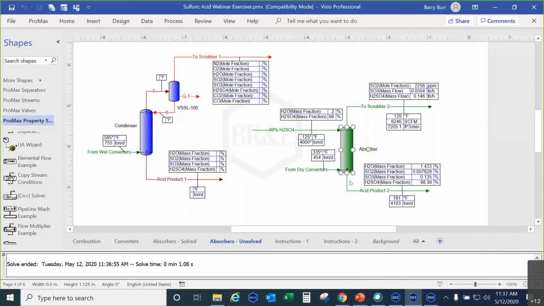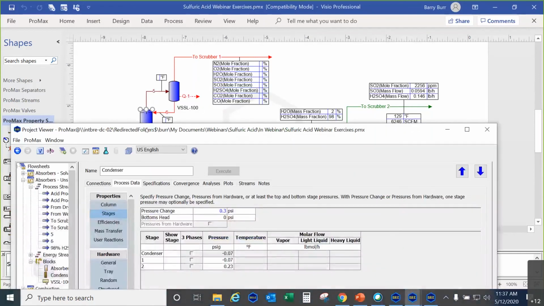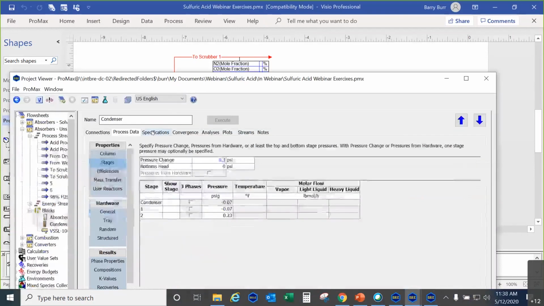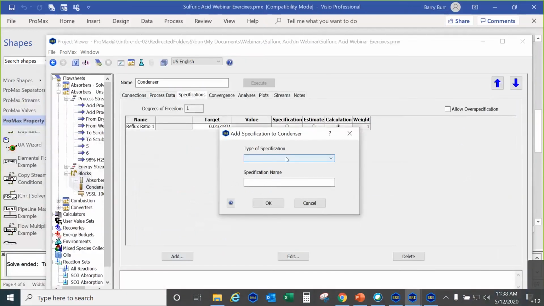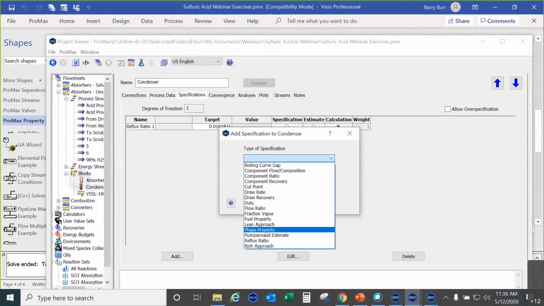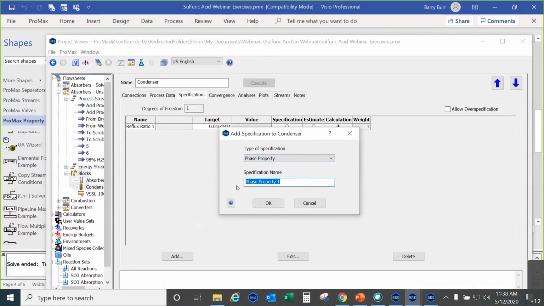And now with the condenser, we have an overhead condenser, and we want to set the overhead temperature to be 212 degrees Fahrenheit. So we go inside of the condenser and we go to specifications and we add a column specification called phase property. The temperature is a property of a phase, of a stage, of a column. Let's go top temperature.